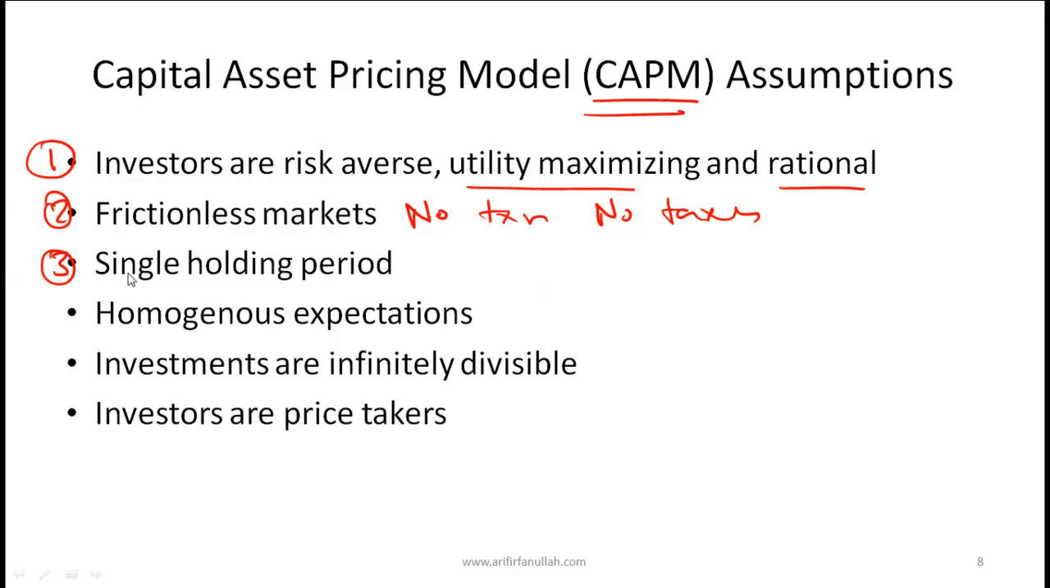The third is we assume a single holding period, so all investors assume a single holding period for their investments. Number 4 is homogeneous expectations. So the return expectations about all stocks is the same. The correlations, covariances, etc. between various investments is the same. Number 5 is that investments are infinitely divisible, which means that investors can buy half a share, 3/4 of a share, and so on and so forth. And finally, investors are price takers. So whatever price is given in the market, investors simply take that price.